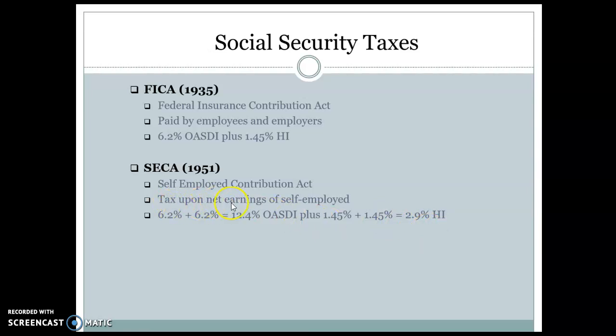But that's taxed on the net earnings, so that means after you've subtracted expenses. So you take all the sales of your business minus all your expenses, and what's left over, the net income or net earnings of that self-employed person, is going to be multiplied by 12.4% for Social Security and 2.9% for Medicare.